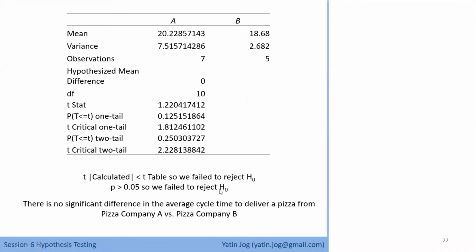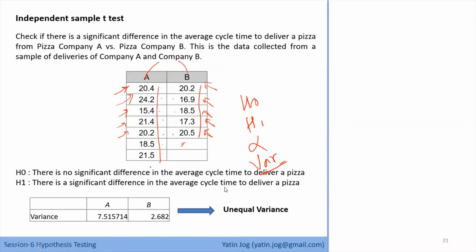Now, what is the meaning of the statement we fail to reject H0? That means my H0 is correct. What is my H0? There is no significant difference in the average cycle time to deliver pizza. There is no significant difference in the delivery time.